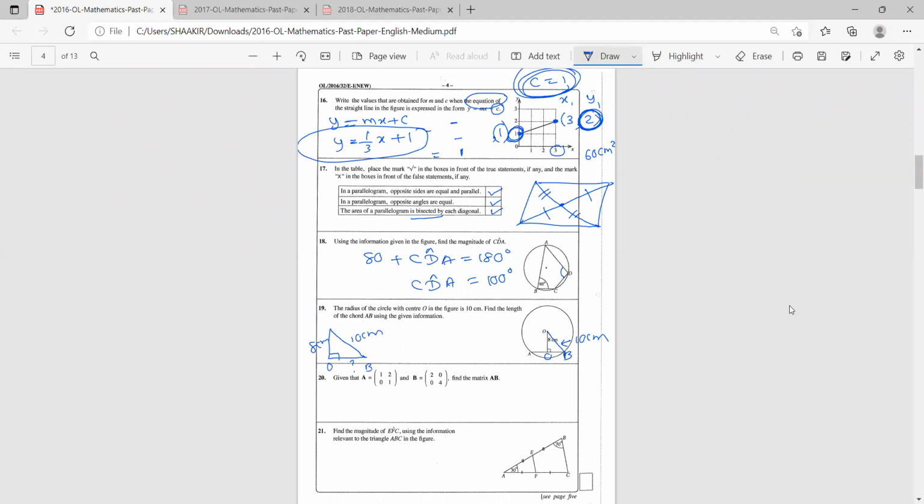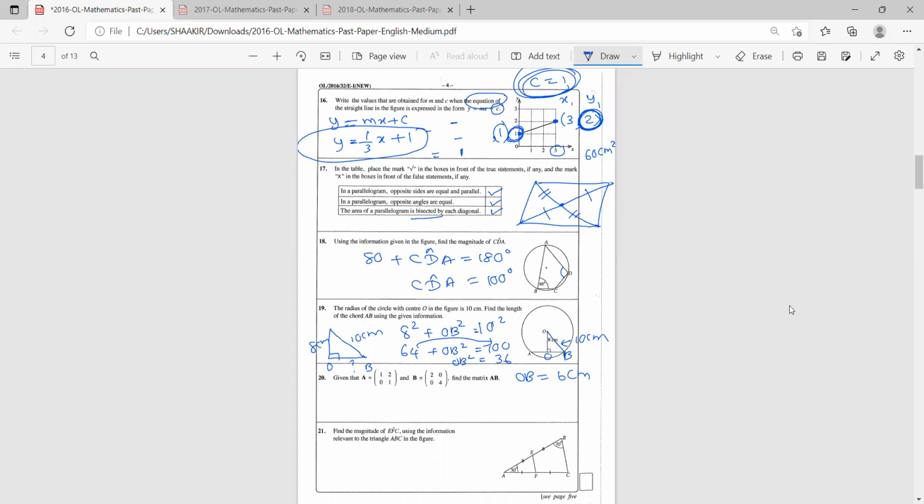According to the Pythagoras relationship, 8 squared plus OB squared is equal to 10 to the power 2. 10 to the power 2, right? Then here 64, here OB squared is equal to 100. Then OB squared, 100 minus 64. You have to take the 64 to that side. 100 minus 64, that will give you 36. Therefore, OB is equal to square root of 36, which means 6 centimeters.